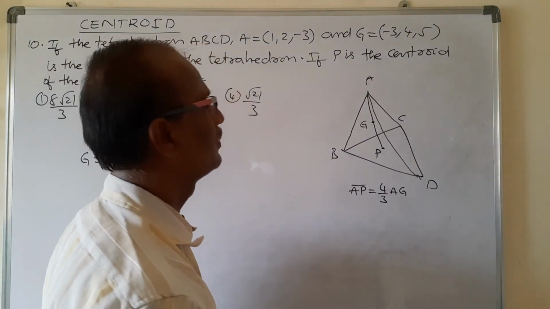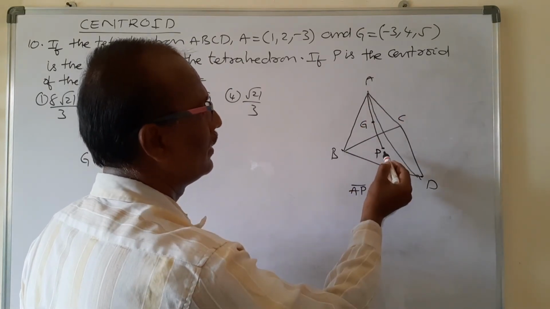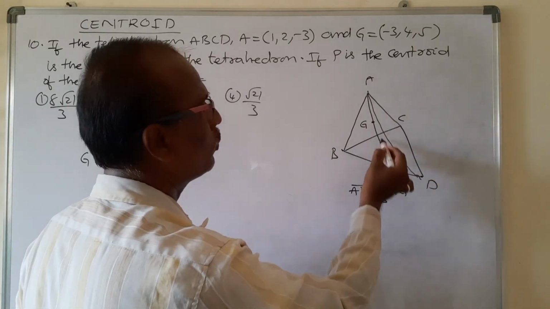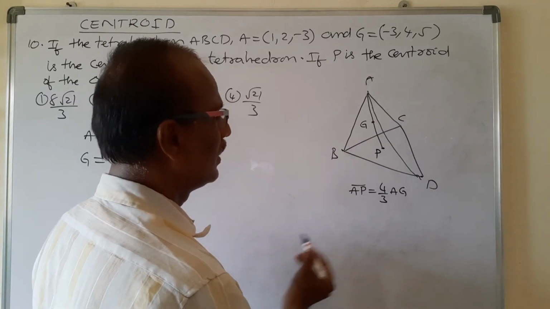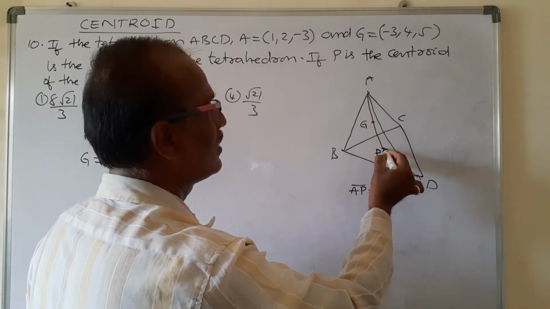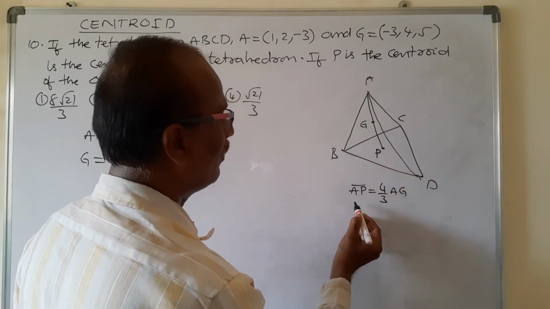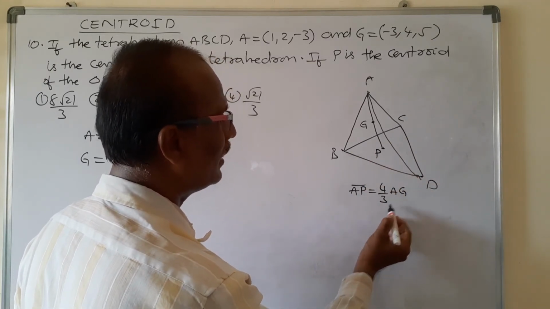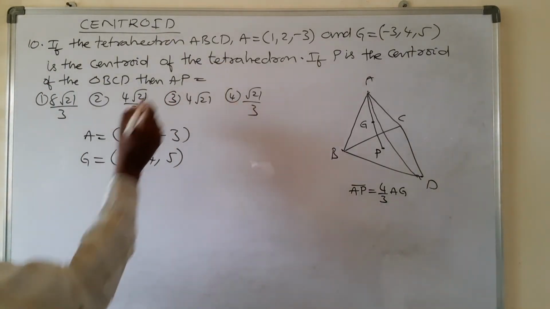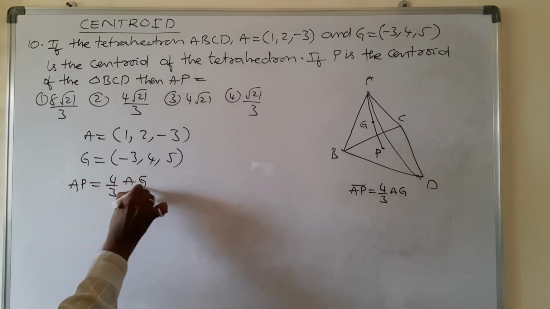The centroid of the tetrahedron divides the line from a vertex to the centroid of the opposite triangular face in the ratio 3:1. Here, vertex A, and P is the centroid of the triangle BCD. The formula is AP equals 4 by 3 AG. To find AP, AP equals 4 by 3 AG.